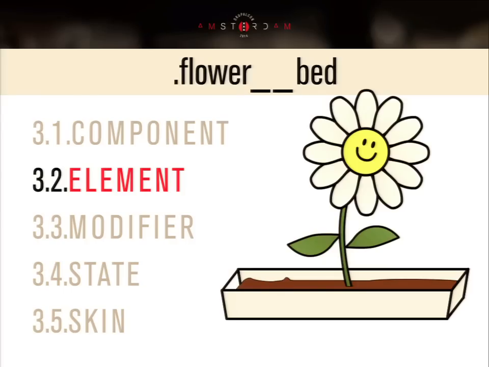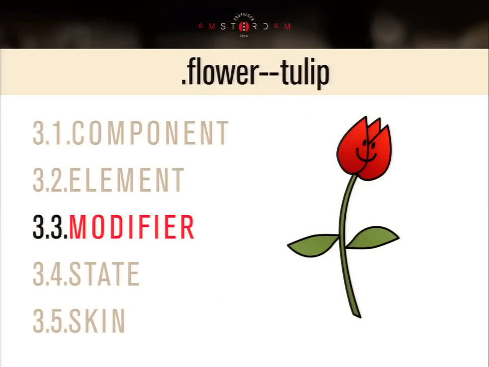Let's go on to modifier here. So we can have a modifier called tulip, and this converts our normal flower into a tulip-looking one just by using a slightly different CSS class. So flower dash dash tulip. The double dash here designates that you are using a modifier to make a variant of our normal design component.